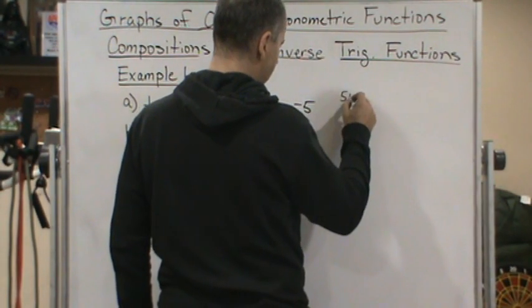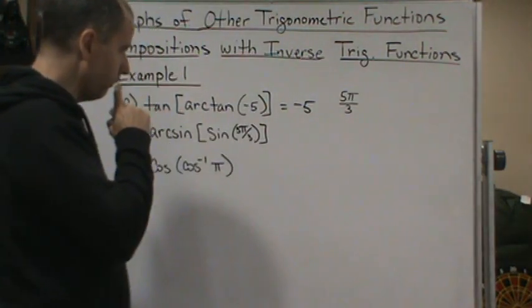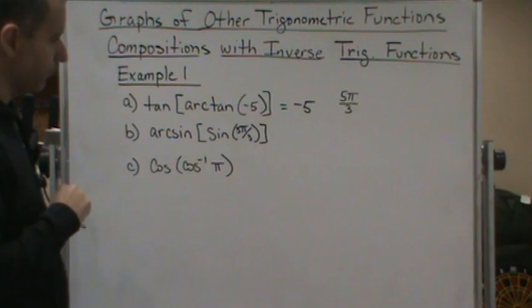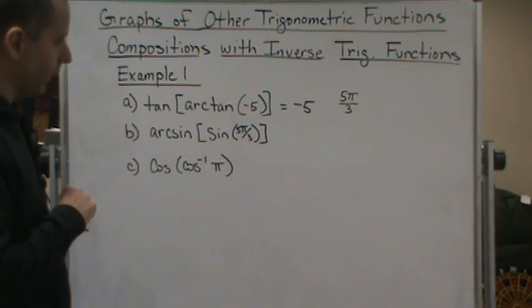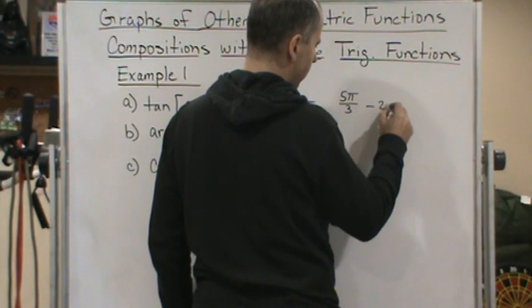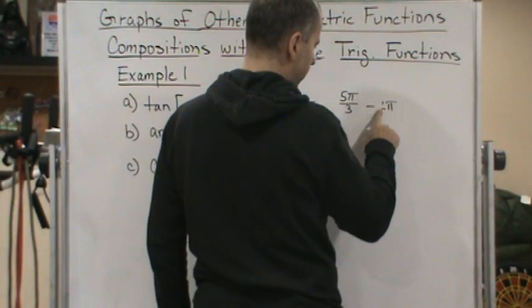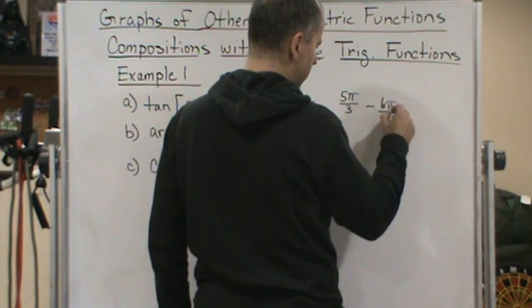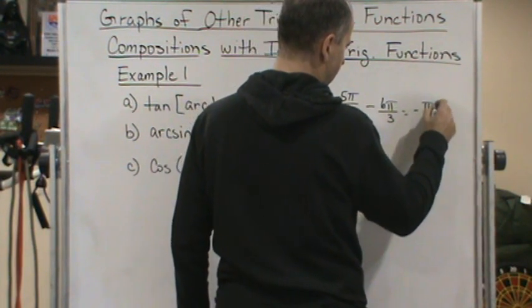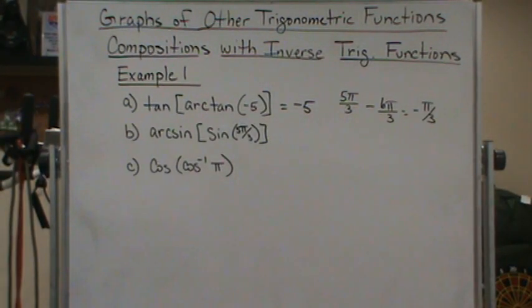Let's take 5 pi over 3. What happens if we subtract off 2 pi, one revolution? Well, this is the same as 6 pi over 3, which gives us negative pi over 3, which is coterminal and lies in the 4th quadrant and is in the range of arcsine.